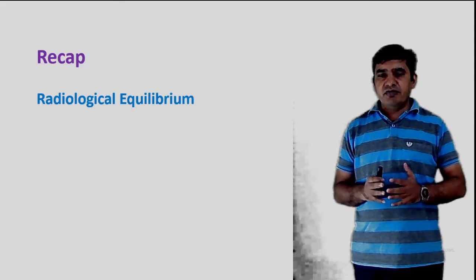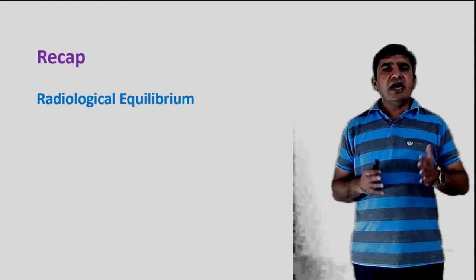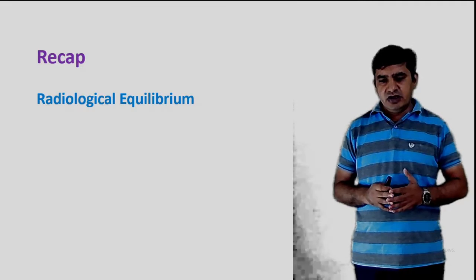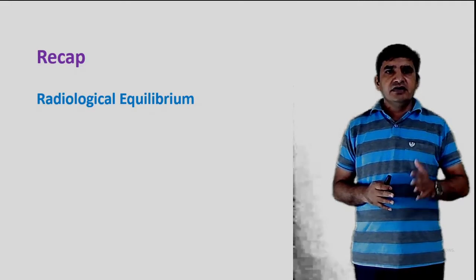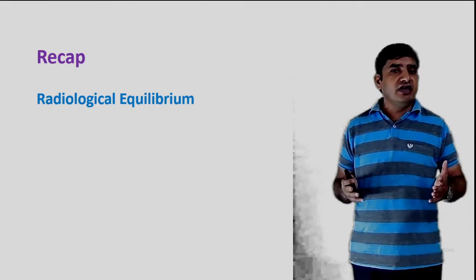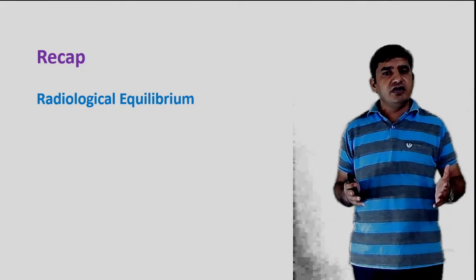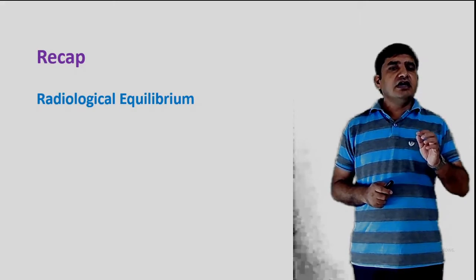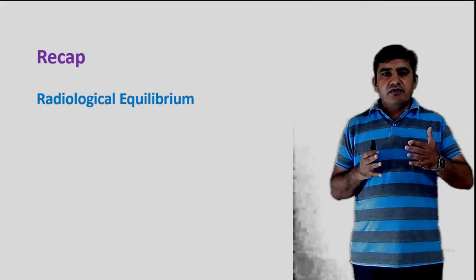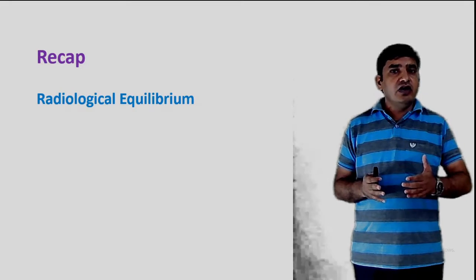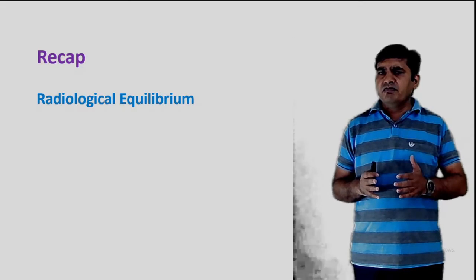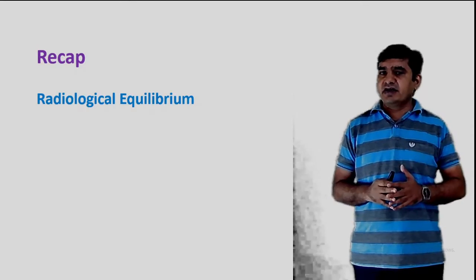In circular equilibrium, the parent lives an extremely longer time than the daughter, or we can say that the half life of the parent is very much greater than the half life of the daughter. In transient equilibrium, the parent lives a longer time than the daughter, but not much longer.